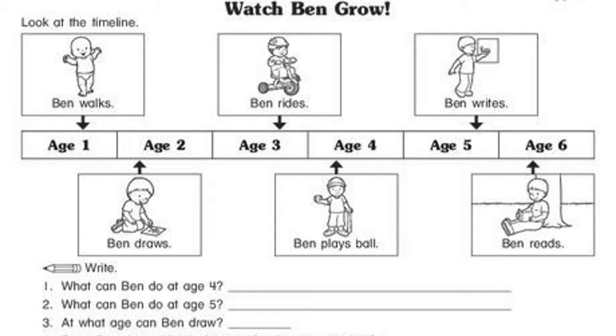Does Ben ride a bike before or after he can play ball? So let's look back up at the chart. He rides a bike before he plays ball. How do you know? I know this because at age 3, he rides a bike, and then at age 4, he plays ball. So that means that he can ride a bike when he was younger. Back up at the timeline, I can see that he was able to ride a bike first before he played ball. Awesome job, readers.